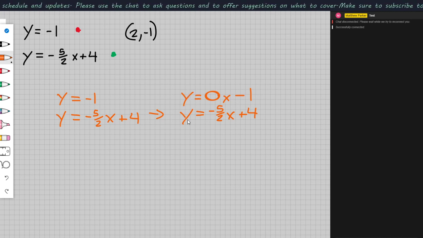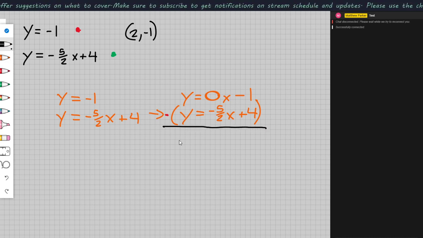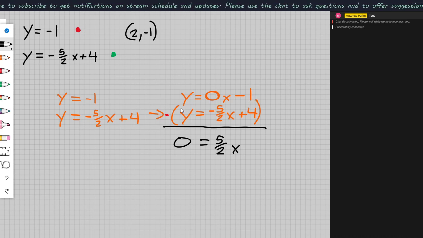And this is what I'm going to cancel, because I can't multiply anything by 0 to give me -5 halves, so I'm not going to do that. And this time, since they're not the opposite sign, I'm going to subtract. So y minus y is going to be 0y, so that leaves me with just 0. 0 minus -5 halves x is going to be +5 halves x. And -1 minus 4 is going to be -5.